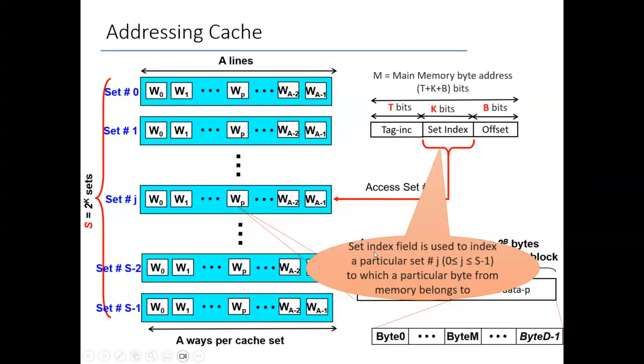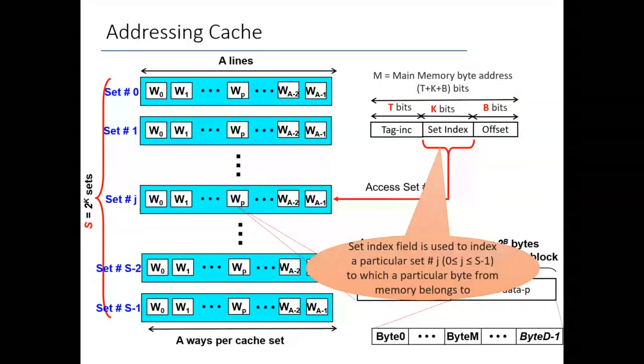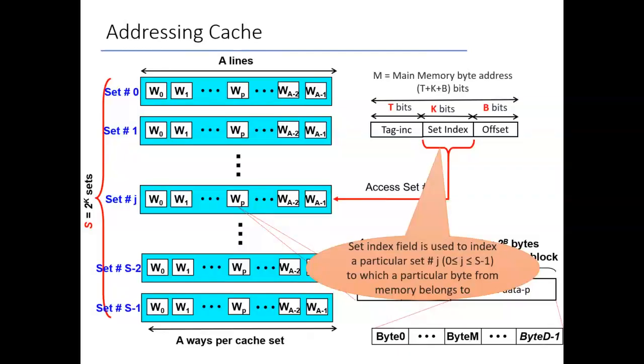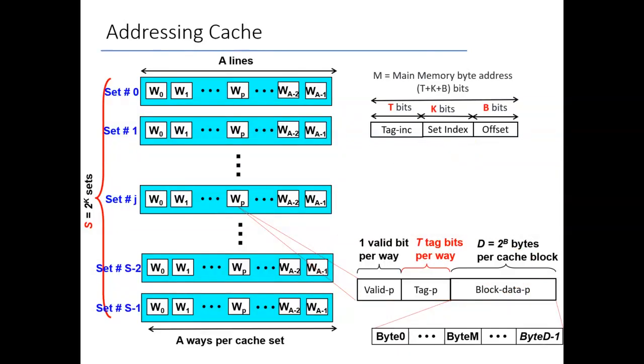And what is the range for J? Please look here. Now this is my J. The range for J starts from 0 till s minus 1. So the set index field is used to index a particular set J, and the range of J is from 0 to s minus 1. This will tell us to which particular set this byte belongs. Any question?